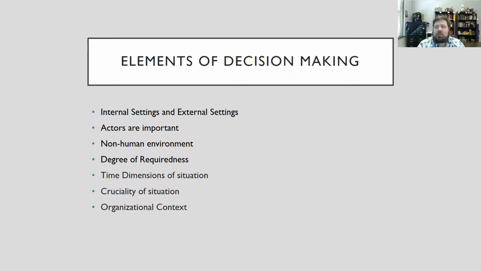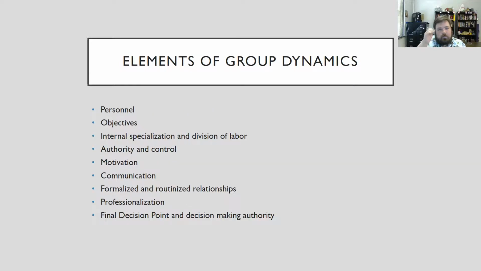And also the way that you set up your organization is really important too, right? The organizational context of your decision-making group has a lot to say about how these decisions get made. So let's look at some of these elements of group dynamics. Some of the things that really matter are which people you actually have in place, the personnel decisions that are made. Also important are the objectives. What do you want to accomplish with your group decision making?